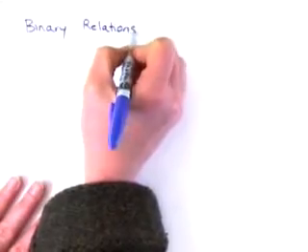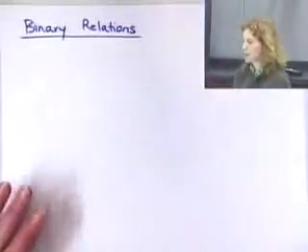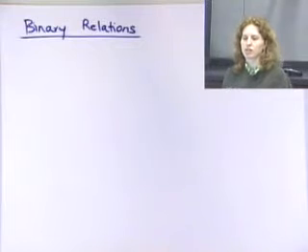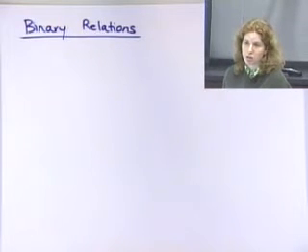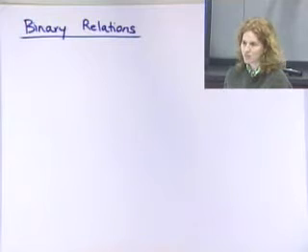Okay, so let's get started with binary relations. We've actually been working with one for a long time. A binary relation is any relationship between two objects. The word binary means two, and a relation represents there being a relationship between the two things.